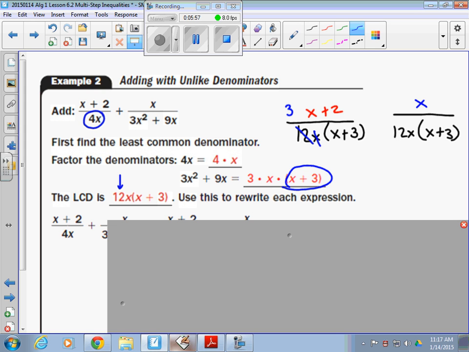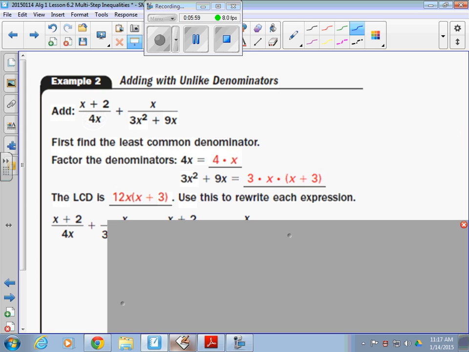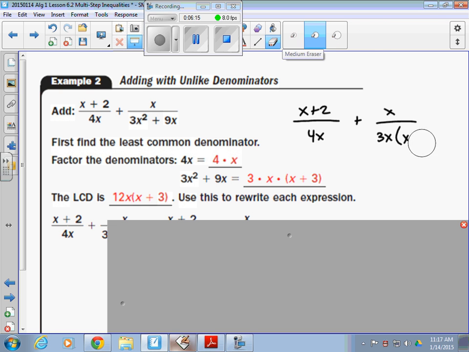Let me show you a different way. I think this might be more confusing than it's worth. Another way to look at it: x plus 2 over 4x plus x over 3x times x plus 3. We know how to cancel out fractions.